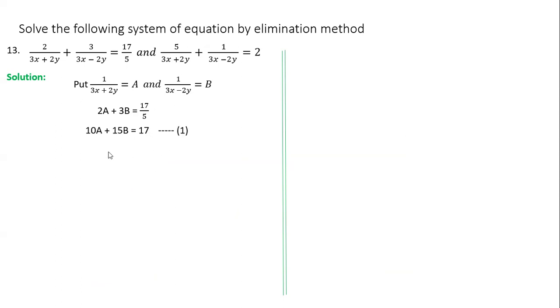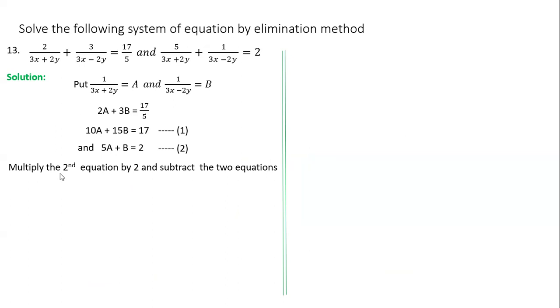And now you take this equation: 5a plus b is equal to 2. This becomes the second equation. Now we have to solve these two. Whatever is easy, we just multiply. Multiply the second equation with 2 and subtract the two equations. So 10a plus 15b is equal to 17 is the first equation. The second equation you are multiplying with 2: 10a plus 2b is equal to 4. Subtract it: minus, minus, minus.